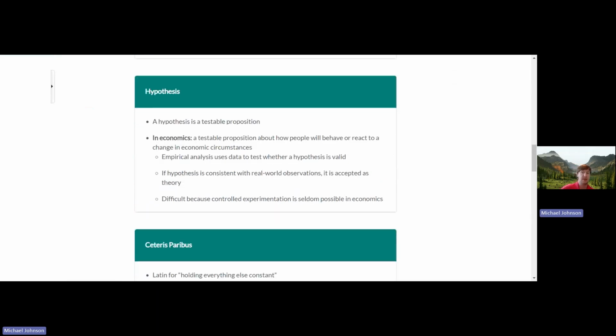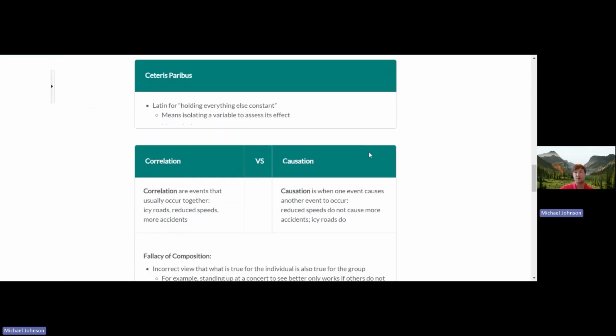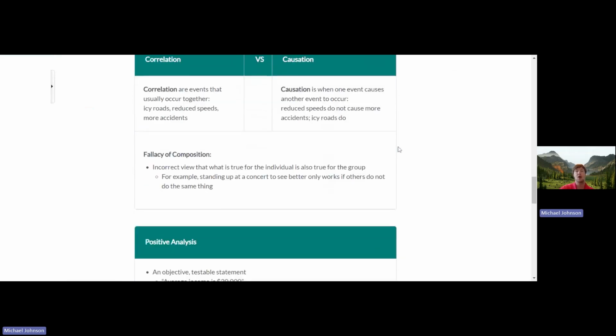Hypothesis is testable proposition. So they use hypotheses in research studies to figure out if something is true or not. Ceteris paribus is holding everything else constant, so you can analyze if something affects another thing. So let's say you can analyze if a particular medicine will solve a case of a disease.